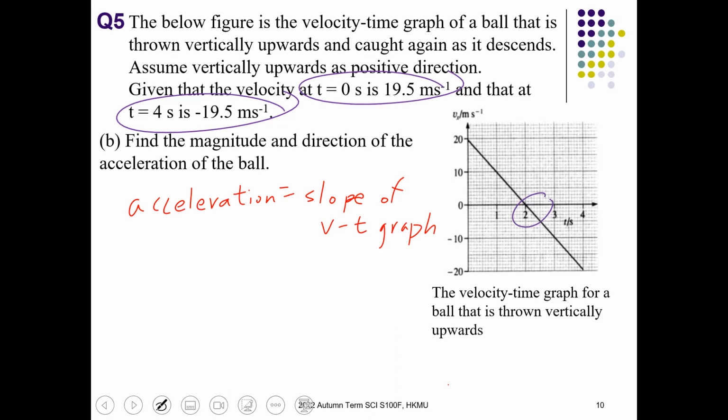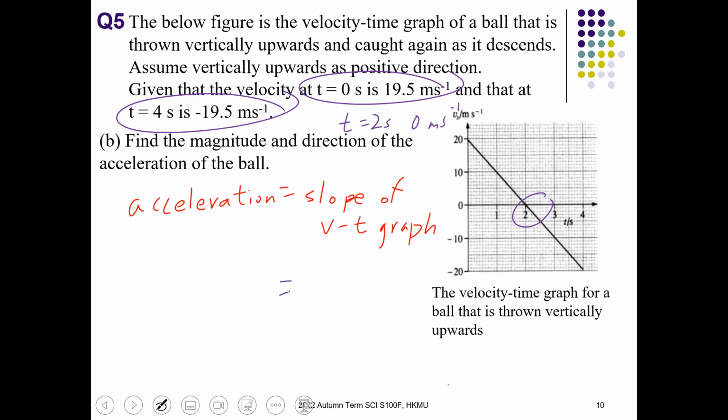V equals to 0 at time t equals to 2 seconds. This is 0 meter per second. So we have 3 points. We can make use of any 2 points to find out the slope.